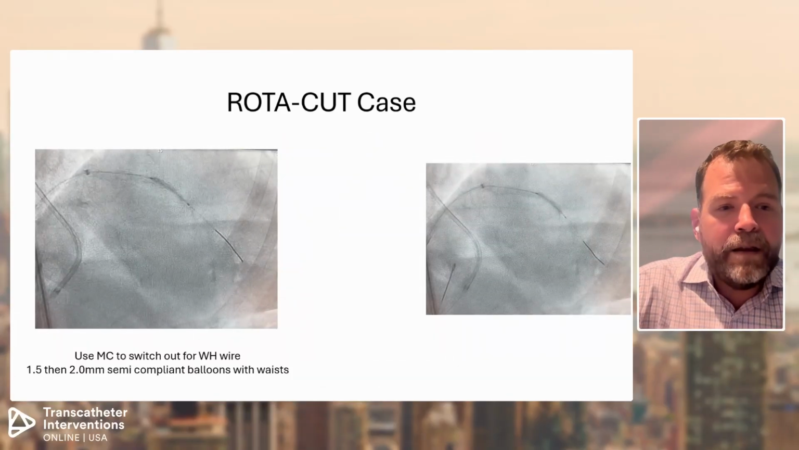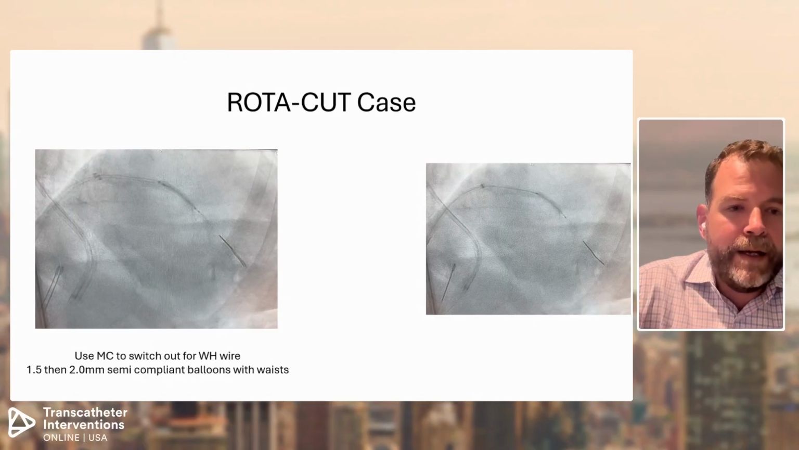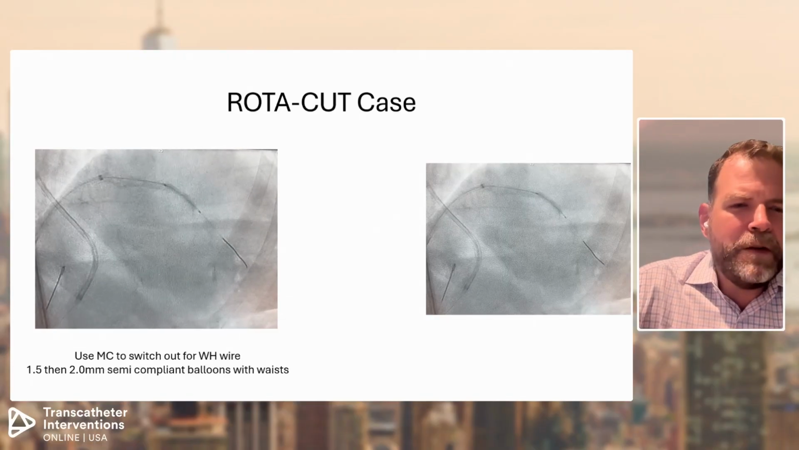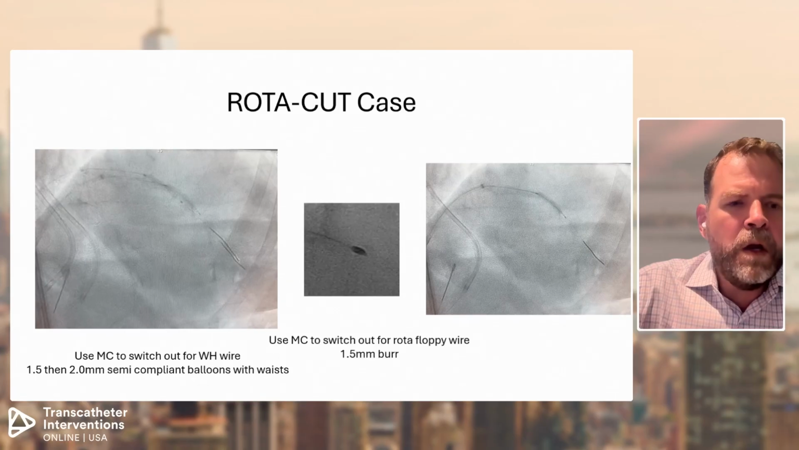We really struggle getting the microcatheter across in this case, and it's not a surprise why. That's a heavily calcified cap, and you can see the 1.5 and 2.0 balloons just look like trash. So that's not going to be a winning strategy. I don't want to spend my time balloon after balloon after balloon. So we just switch out to a 1.5 burr.